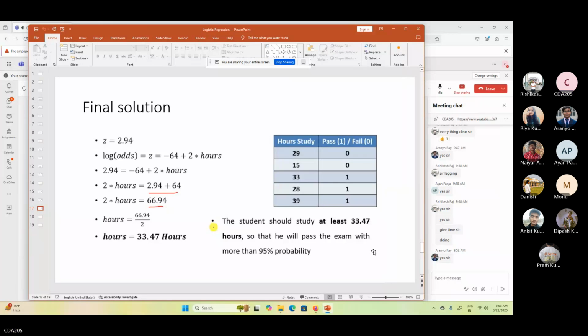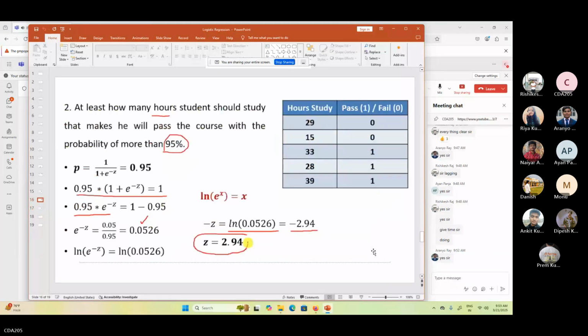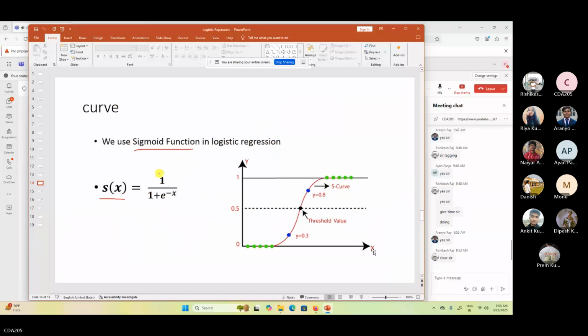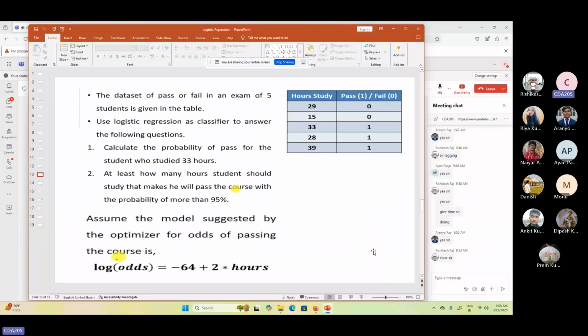Okay. Are you clear with both these problems? Is everyone clear? So in the end term, one numerical will surely come from this. Okay, so kindly solve this.